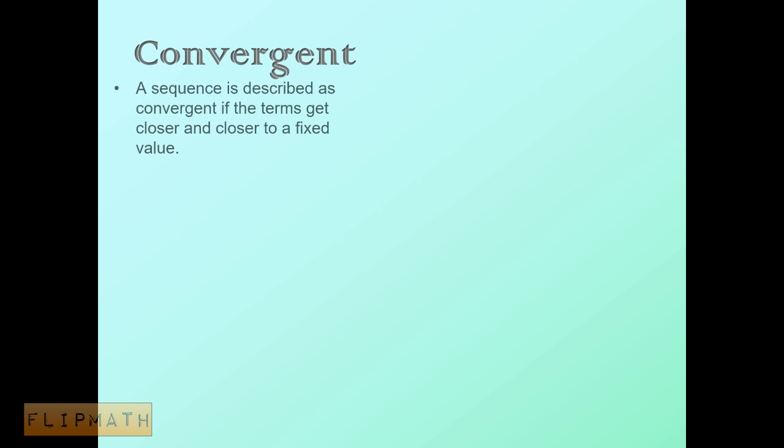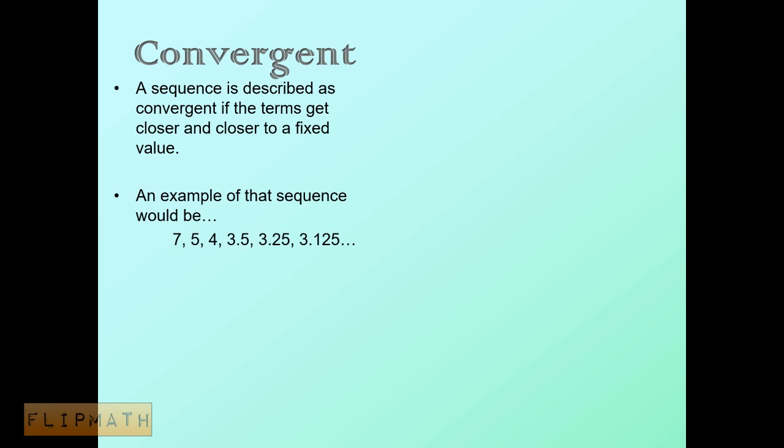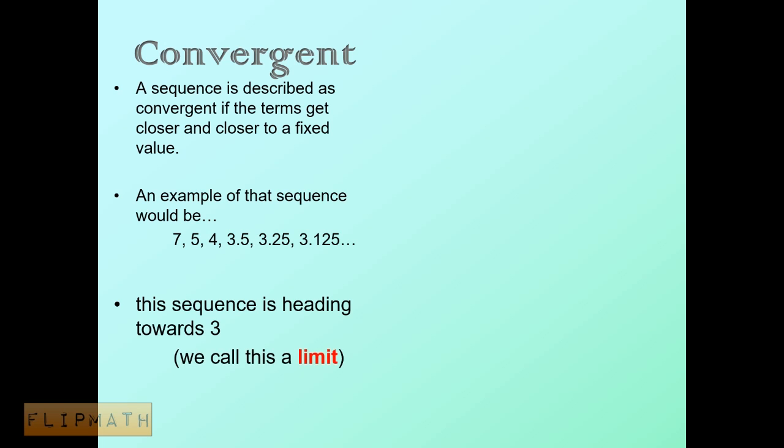A convergent series is a sequence that gets closer and closer to a certain value. It helps if you graph it, but for an example, take 7, 5, 4, 3.5, 3.25, 3.125. The gap between the first and second is 2, then it becomes 1, then a half, then a quarter, then an eighth, etc. The gap between those terms is getting smaller and smaller, and that's really what defines it. You can see this sequence is heading towards 3. We'll call that a limit.